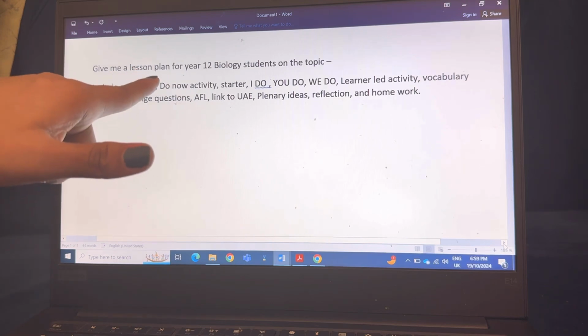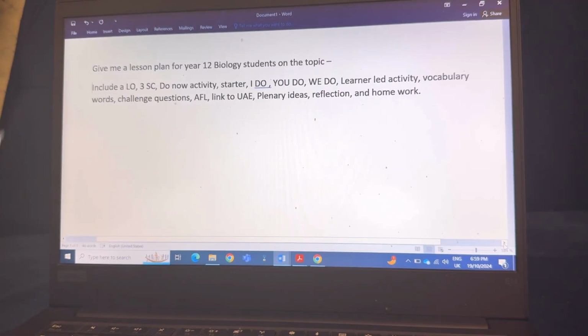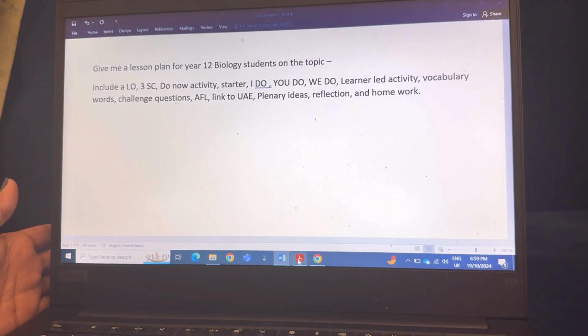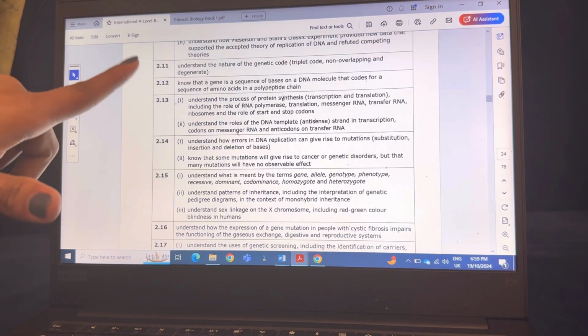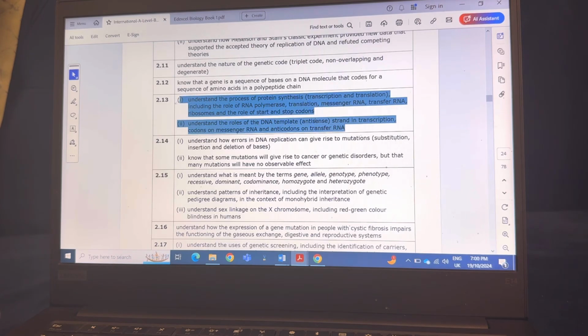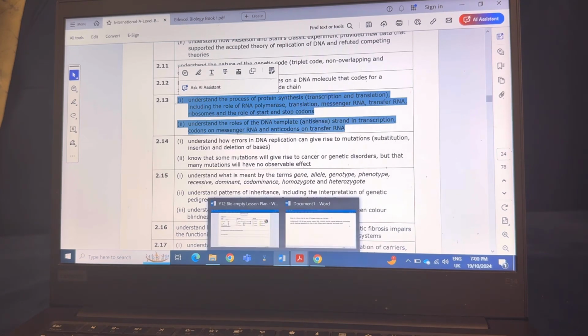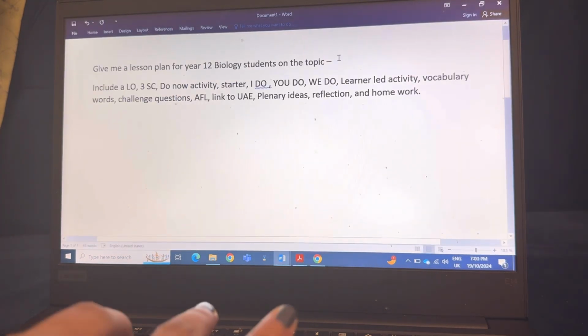Give me a lesson plan for year 12 biology students on the topic. I write the topic here. Now, let's see what the topic is for today. This is my specification for year 12 bio. Now I have to make a lesson plan on this one, that is the protein synthesis process and the role of DNA template, all those things. I'm just copying this because this is going to be my topic. Okay, I copied this. Let's put it here because this is my topic.